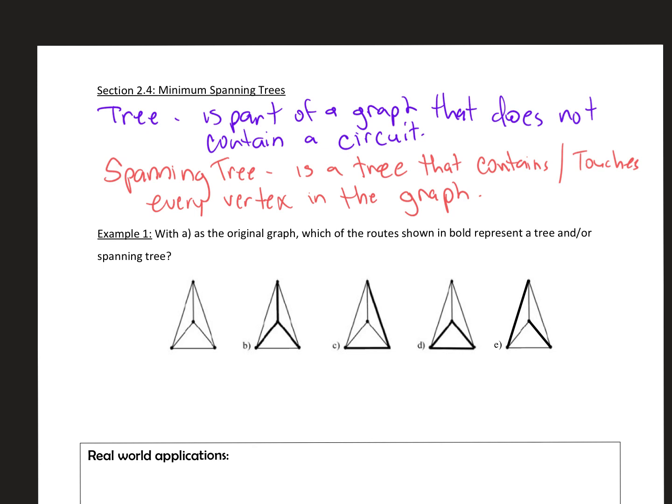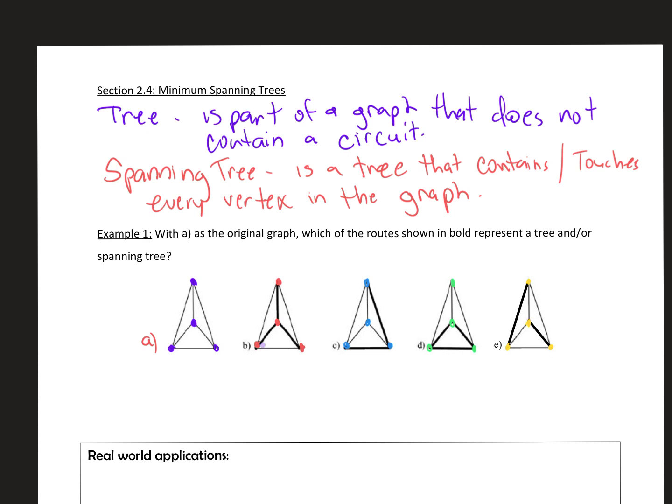All right, now I got these examples here, and they're missing the vertices. I'm just going to draw in the vertices here. This is page 26. So that first graph under example one, the one on the far left, A, that's my original graph. And the routes that I'm trying to show examples of are the boldened ones.